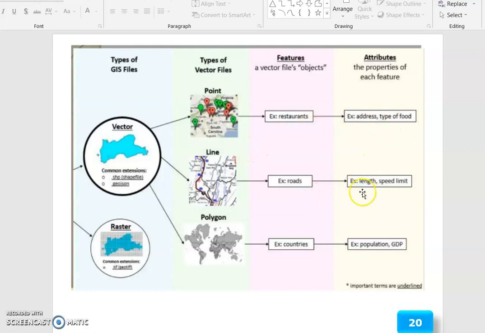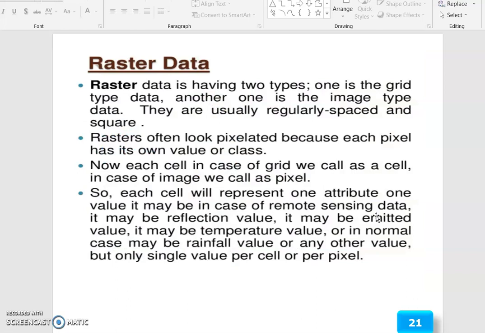Then attributes for the road, length, and speed limit are mentioned. From attributes of the countries, like population and then GDP. Then the second one is the raster data. Raster data has two types: one is the grid type data, another one is the image type data.